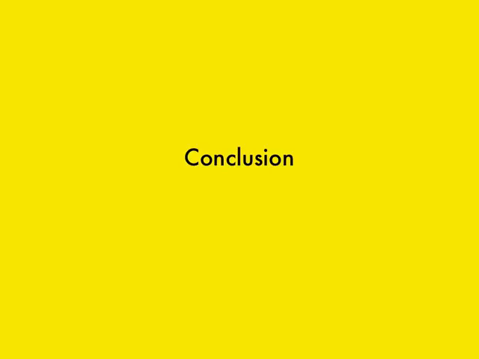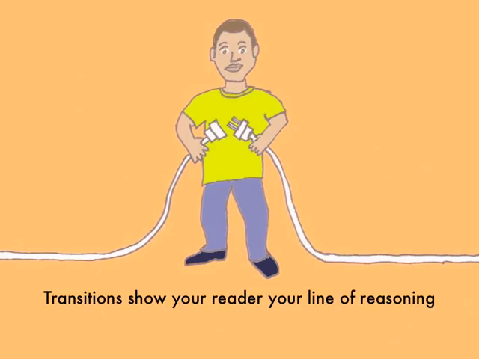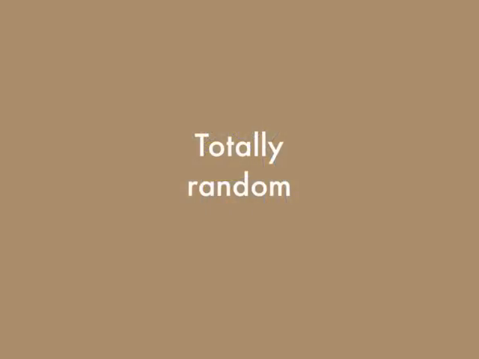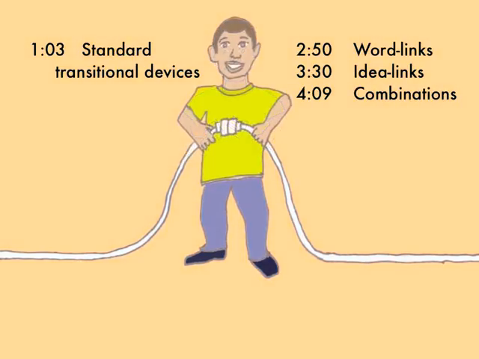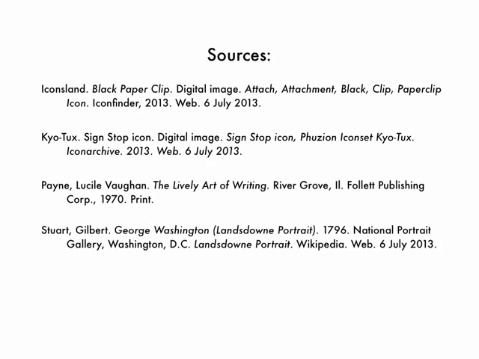Paragraph transitions help guide your reader through your writing, so they don't get confused. They show your reader your line of reasoning, so your sentences don't come off as totally random. They show that your paragraphs are a well-organized chain of ideas working together to support your thesis, whatever that might be. Good luck with your essay, and may the Force be with you.